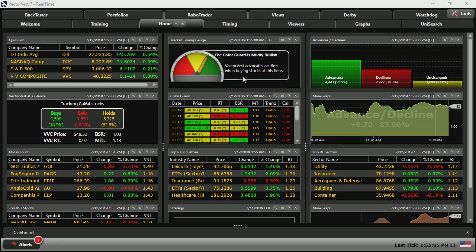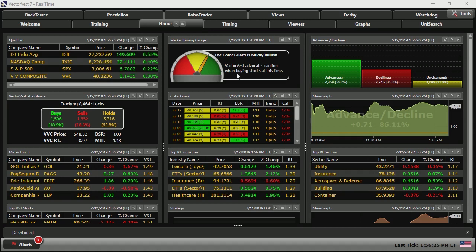We here at VectorVest believe everything starts with market timing. As an individual investor, you need to know whether today is a good day or not a good day to buy stocks. Therefore, we put it right at the top center of the homepage each and every day for you to give clear, concise guidance. As you can see, right now, VectorVest advocates caution when buying stocks at this time. Contrary to popular belief, not every day is a good day to buy stocks. Here at VectorVest, we'll make sure you're always aware of when you have the highest probability of success when buying a stock.